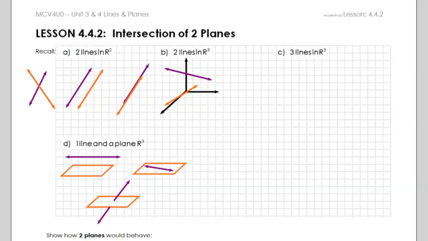As promised, here is part 2 of lesson 4.4. We're going to talk about the intersection of two planes.